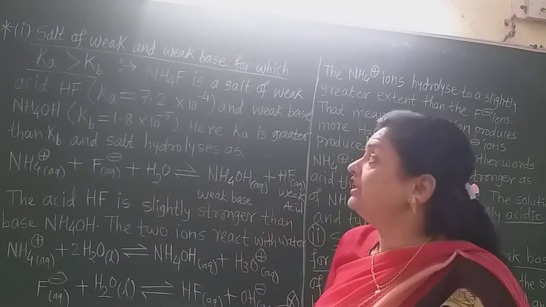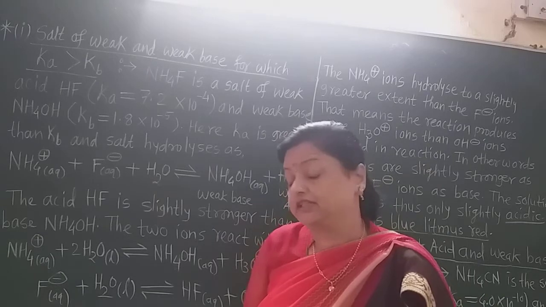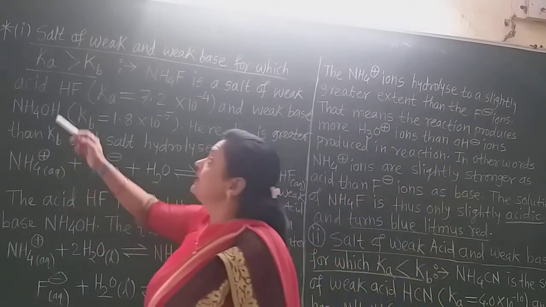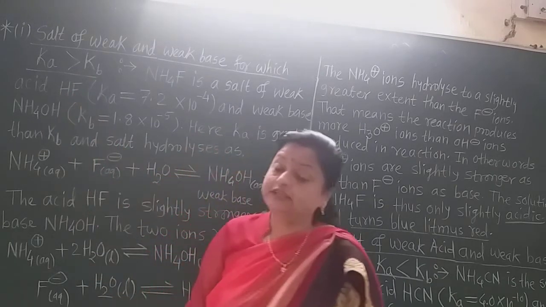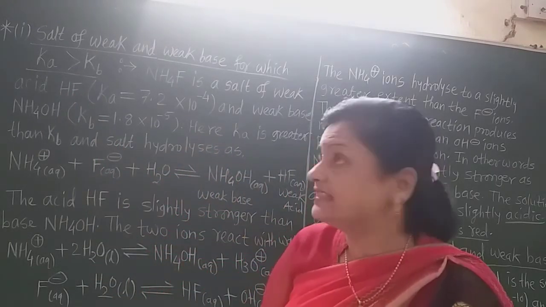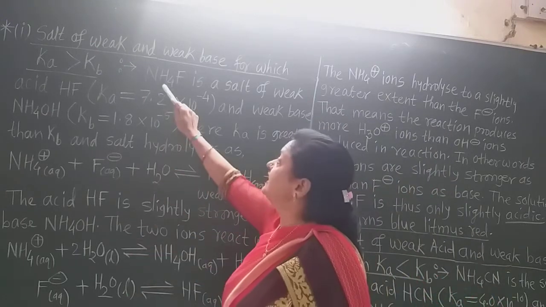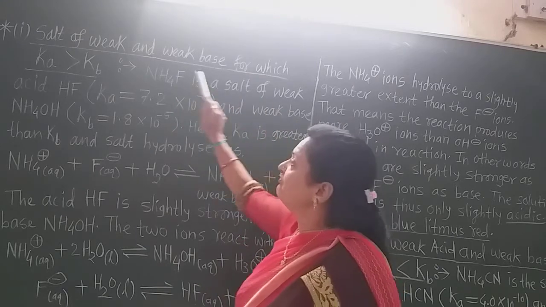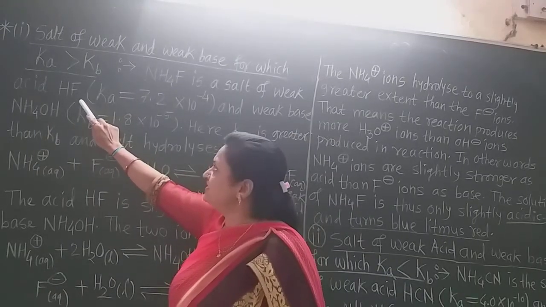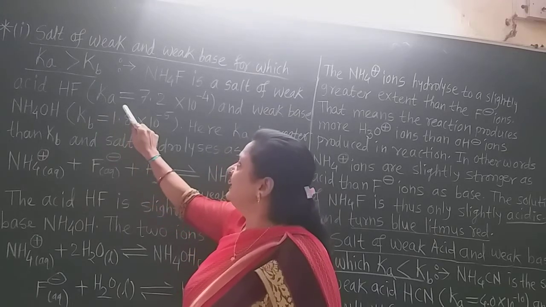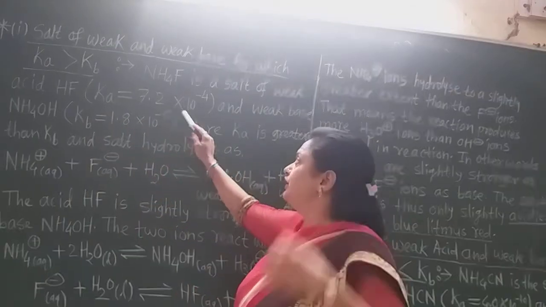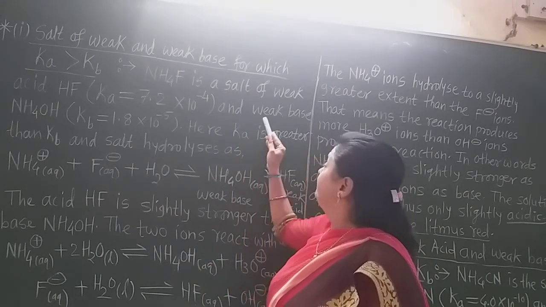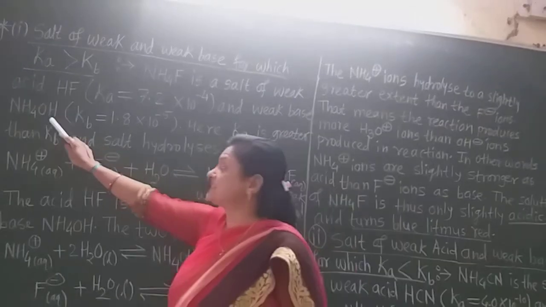And then what will be the result of the solution? In the last lecture I already taught you about that. If Ka is greater than Kb, definitely the solution is acidic. But how is it so, let us learn. Now suppose NH4F, ammonium fluoride, is a salt of the weak acid HF, where Ka is equal to 7.2 into 10 raised to minus 4, and the weak base ammonium hydroxide.